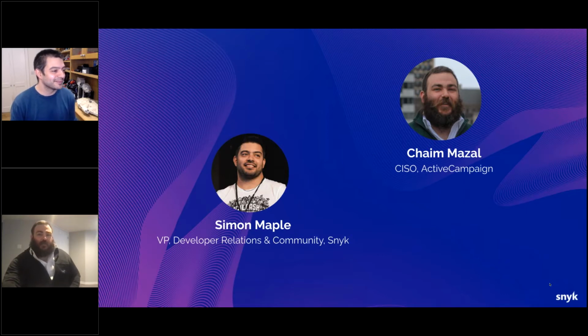Appreciate it, Simon. Thank you so much. My name is Chaim Mazal, and I'm the head of information security at ActiveCampaign. Today, I oversee a security organization that includes secure cloud engineering, secure product engineering, security operations, information technology, as well as risk compliance. Prior to joining ActiveCampaign, I had the opportunity to build security programs at two of the highest valued SaaS startups in the Chicago area, able to lean on my offensive security background to build security programs that really focus on developer enablement at scale.